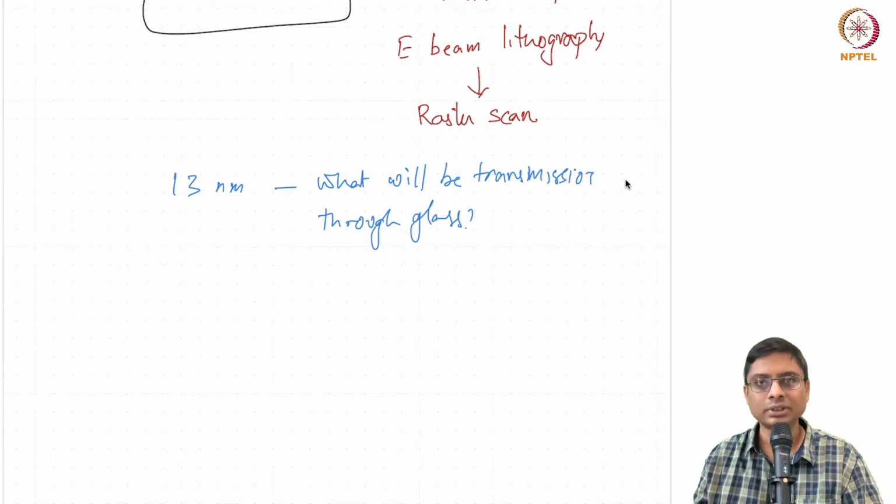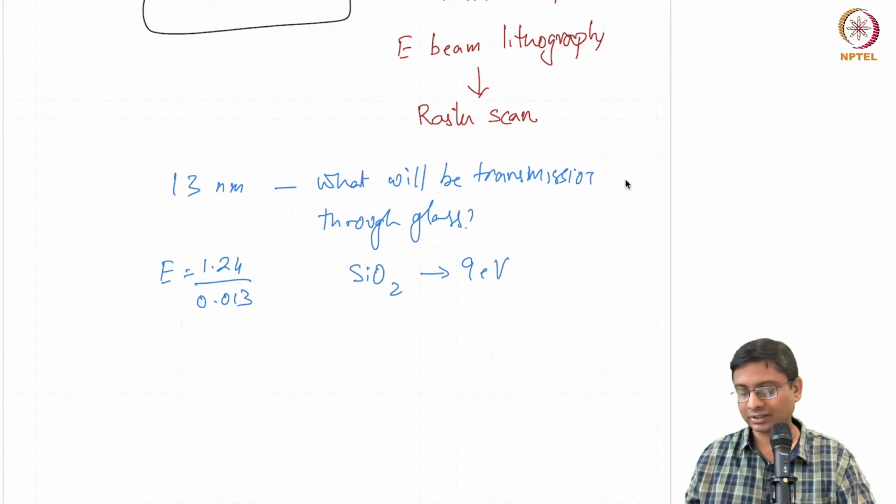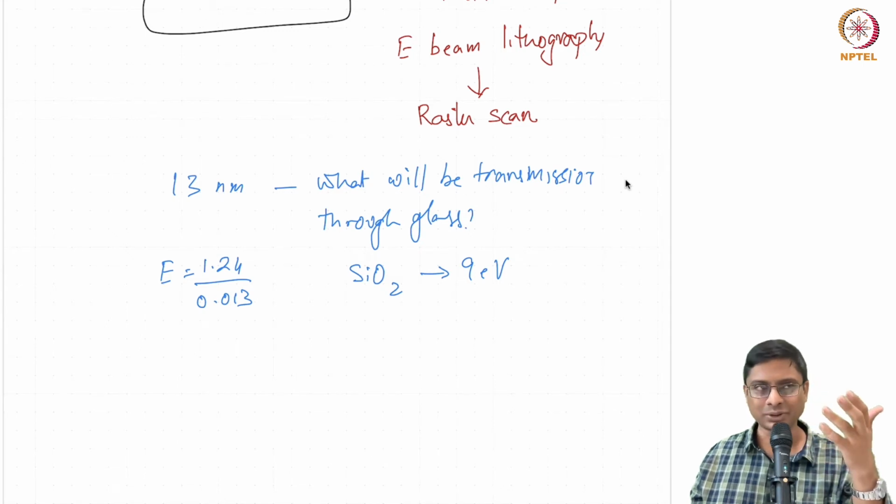How do we know? Glass is SiO2. So the SiO2 band gap is 9 eV. What is the energy of the photon? E equal to 1.24 divided by 0.013. How much is that? Can somebody tell me? Let's say 1313, right? 137 is close to 124, let's say. So it will be 1000 eV or something.